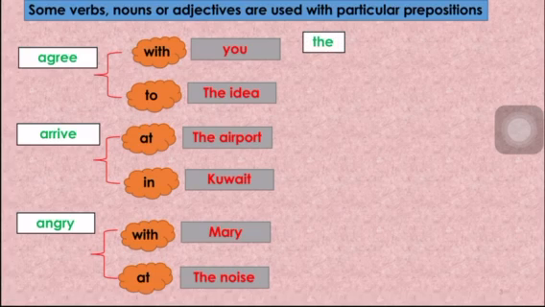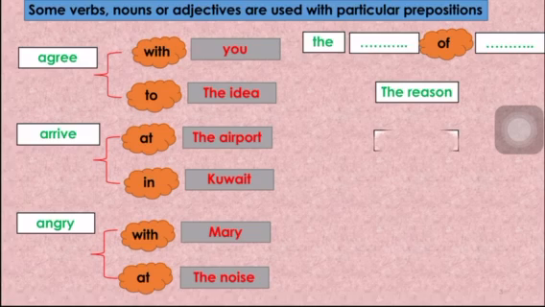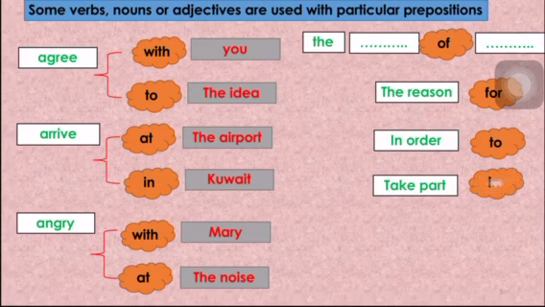For possession, we say of the. You can say, for example, the capital of Kuwait, the leg of the table. The reason is followed by for, and in order is followed by to. Take part in. Actually, girls, you have to memorize all these prepositions. Let's answer this exercise to see if you can choose the right preposition or not.